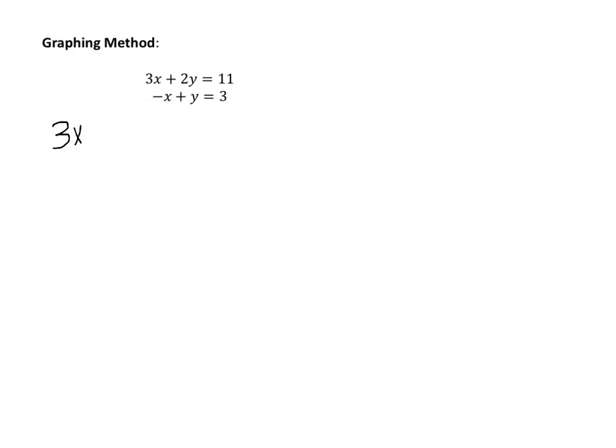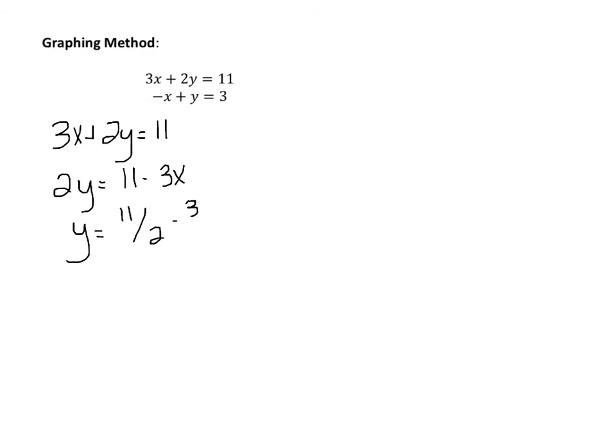So if I take the first one, I need to isolate y. And then I have to divide by the coefficient. So I have solved for y in terms of x.